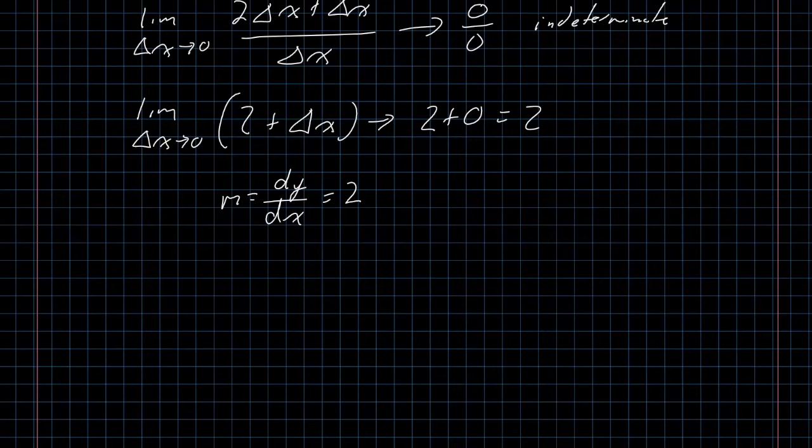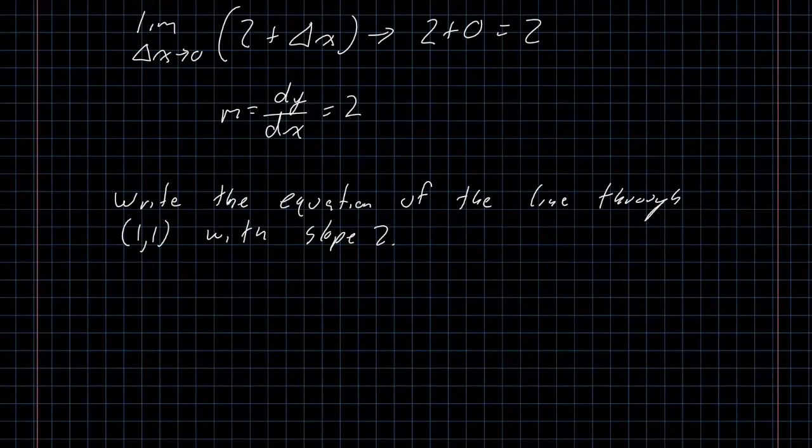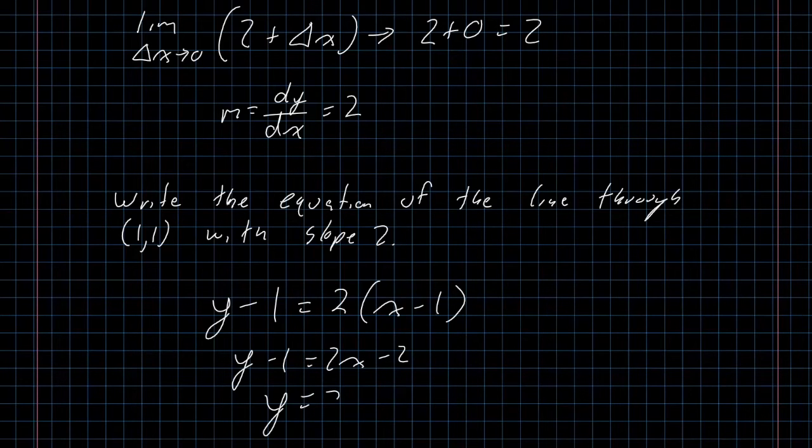With that, our problem has simplified. The question is now asking us to write the equation of the line through the point 1, 1 with a slope 2. And that's really easy to do. Y minus the y coordinate, which is 1, is equal to the slope, which is 2, times the quantity x minus the x coordinate, which is 1. And if we clean up a little bit, we get that y is equal to 2x minus 1.